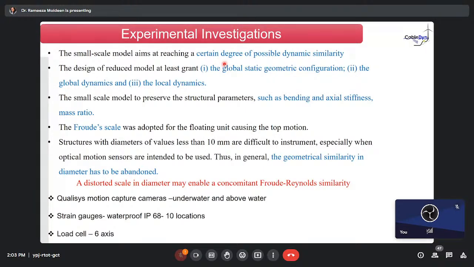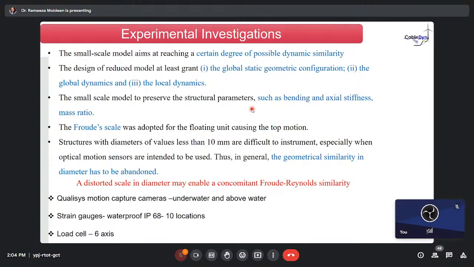So there is the design of the reduced model. It should at least grant the global static geometric configuration, the global dynamics, and the local dynamics. By global dynamics, I mean the natural frequency has to be similar, and the mode shapes, that is the different modes in which it will vibrate. If the mode shapes are available in the scaled model, it will be possible to relate it to the prototype. The small scale model must preserve the structural parameters, which is important: bending stiffness, axial stiffness and mass ratio. If we are able to preserve the bending and axial stiffness, then of course we can attain similarity in global dynamics, that is natural frequency and the mode shapes.